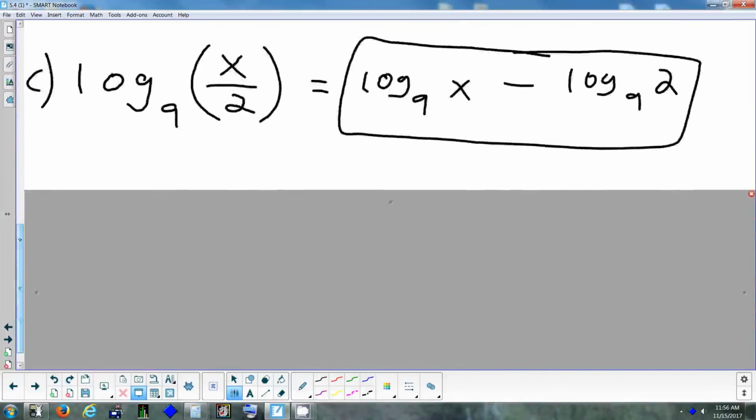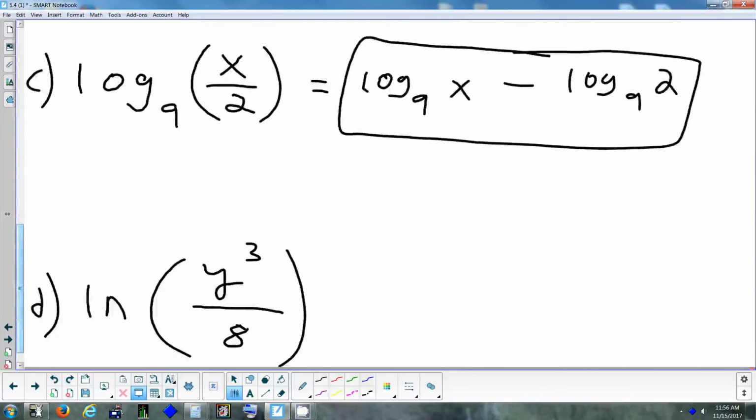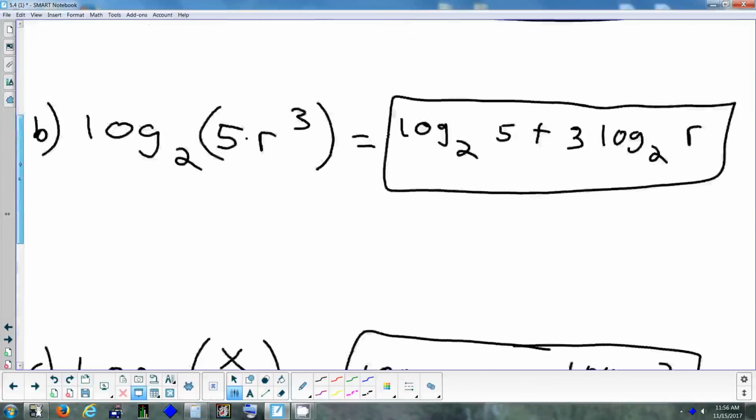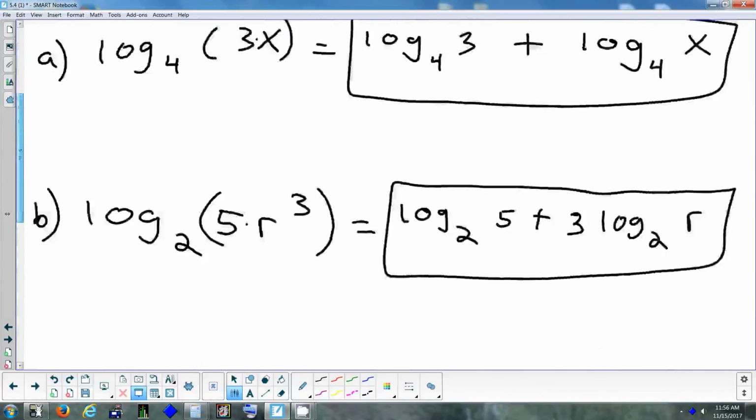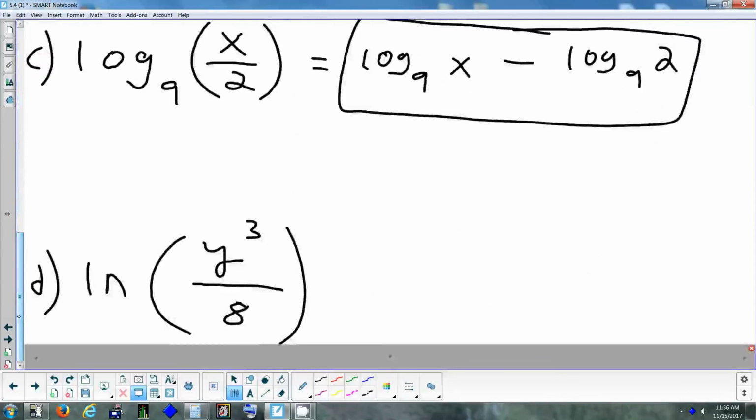Okay, let's try this one. So this one is now doing it with log base e. The properties I showed you, they work for any base. Base 9, base 2, base 4, even base e. You don't have to write it as log base e. We're going to stick with the abbreviation ln. But just remember, it's just log base e.